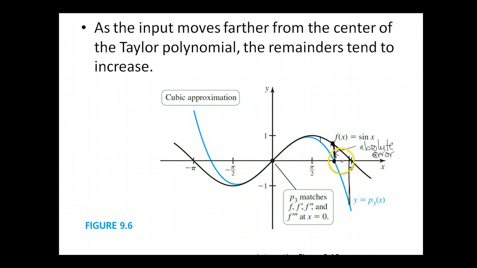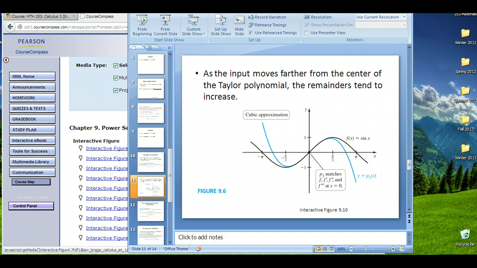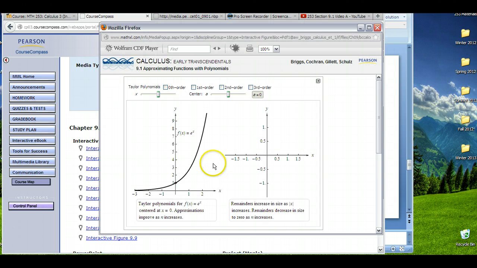Okay, so the remainder depends upon x, right? It depends upon the x that you're plugging in here, where you want to use your polynomial to approximate the function at. Okay, let's get an idea of this by looking at one of our interactive figures. So let's look at Figure 10. Here we go.